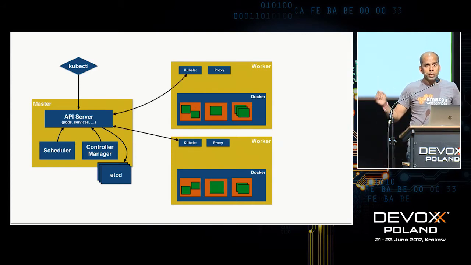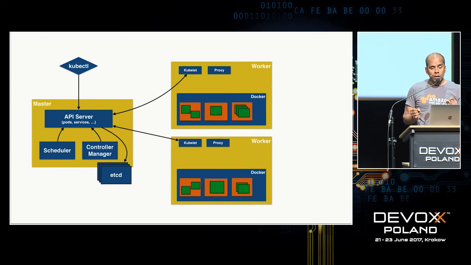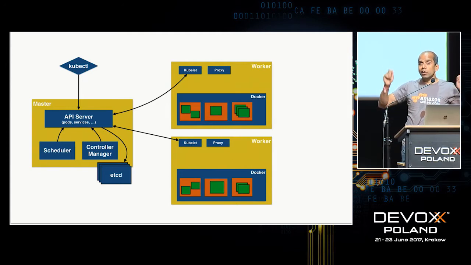API server talks to the scheduler and the controller manager accordingly. And then it says, okay, now I need to go ahead and create these resources. Instead of creating the resources directly, it talks to kubelet. And kubelet says, okay, you know what? I'm going to create the pods on this particular machine.